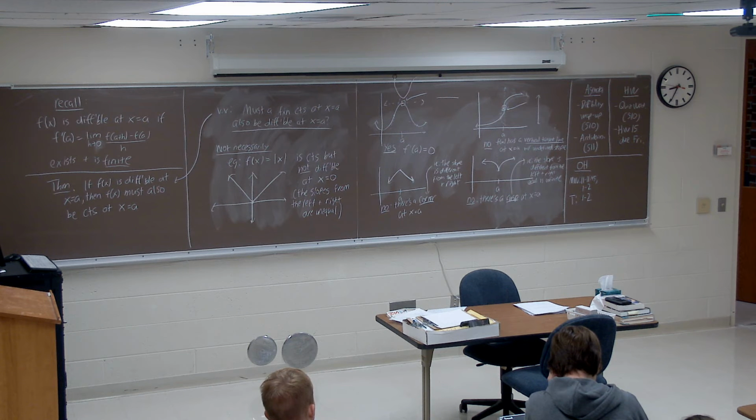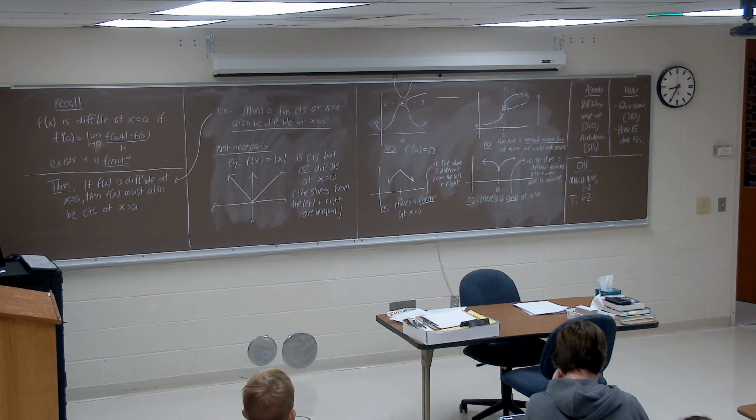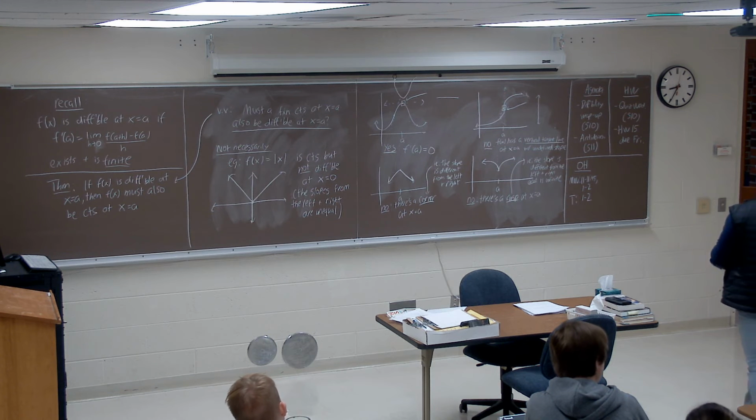Because in this case, the limit as x approaches a from both sides does exist and is equal to each other. So the overall limit exists, f of a exists, but they're not the same value.